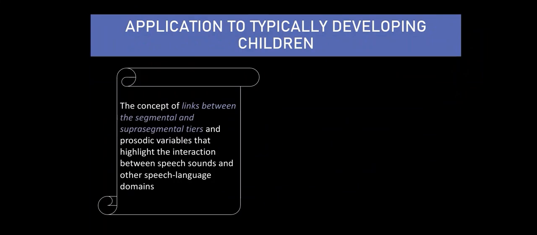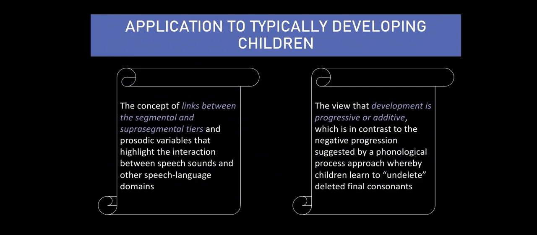Moving on to the application of nonlinear theory to typically developing children. There is a link between the segmental and suprasegmental tiers that highlights the interaction between speech sounds and other speech language domains. This also states that development is progressive or additive. That is, children's representations account for a large proportion of younger children's speech production, and children add to these representations as they mature. Generally, as children develop speech, they begin by producing the underspecified segment element from other tiers and gradually add specified features until the adult phonological system is acquired.